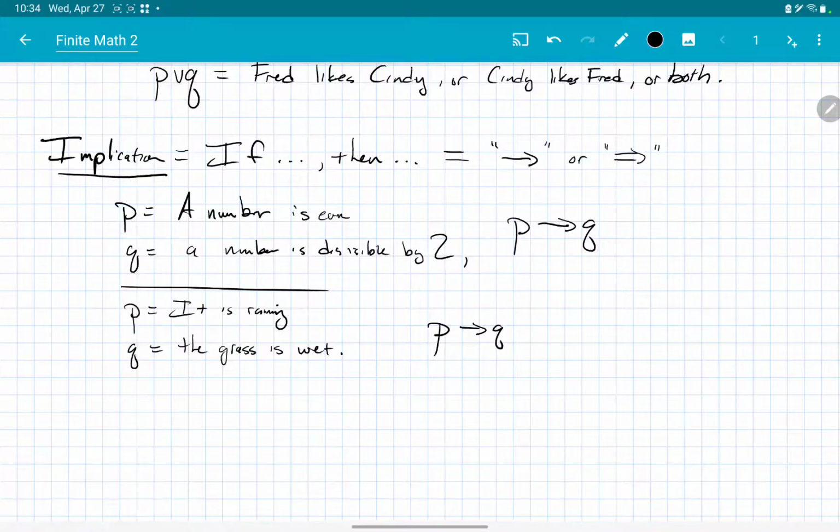Because that's maybe not true, right? It's certain that if it is raining, the grass is wet. But if the grass is wet, it may not be raining. The grass might still be wet from a previous rain. Or the grass might be wet with morning dew. Right? Doesn't necessarily mean that if the grass is wet, then it's raining. So implications only go in one direction.